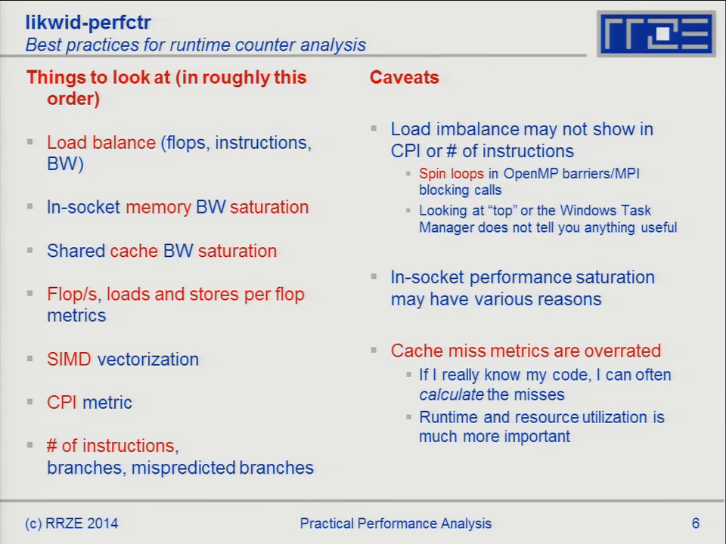SIMD vectorization, of course, I've shown this in the previous example, the CPI metric, and also the number of instructions. And then things like branches, mispredictions, and so on, which are often not so important in scientific computing, but which may become important in special cases.